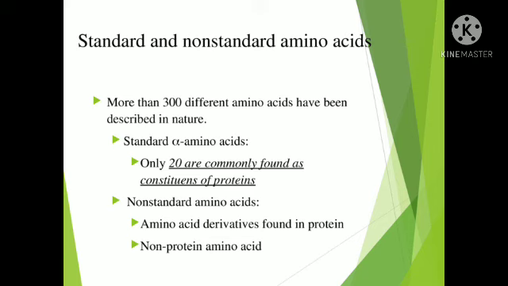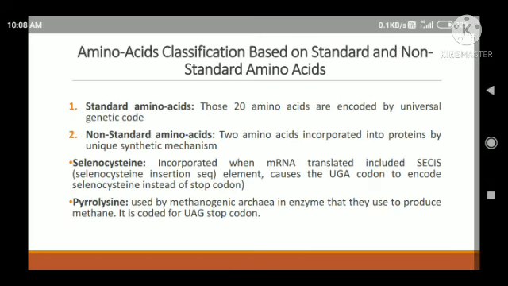And all other amino acids which are not found in our proteins directly, but are actually non-protein types of amino acids, are said to be non-standard amino acids. So standard amino acids are the 20 amino acids which are encoded by the universal genetic code.